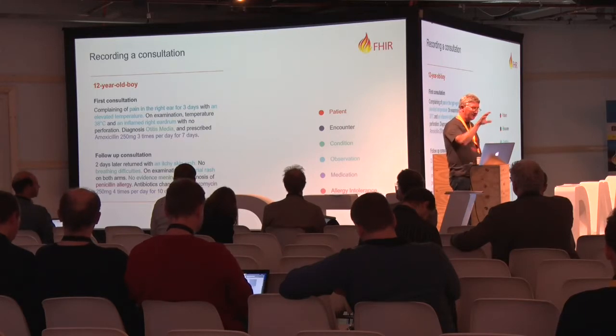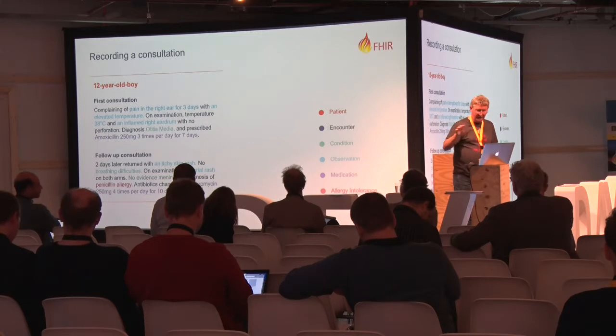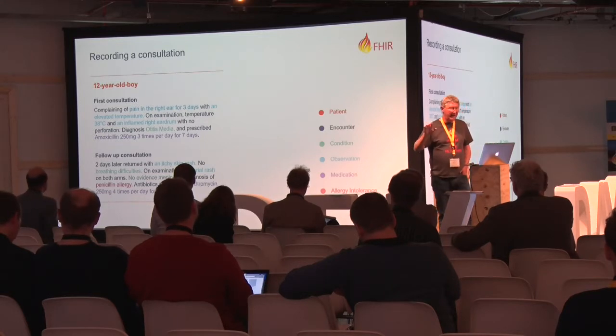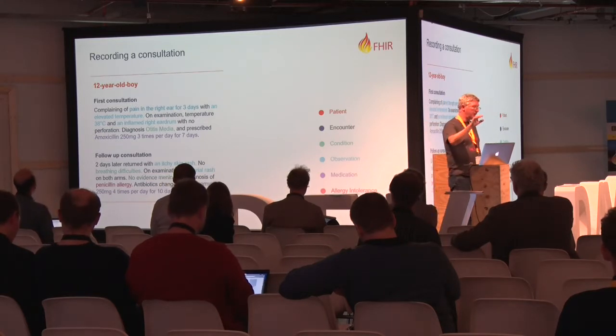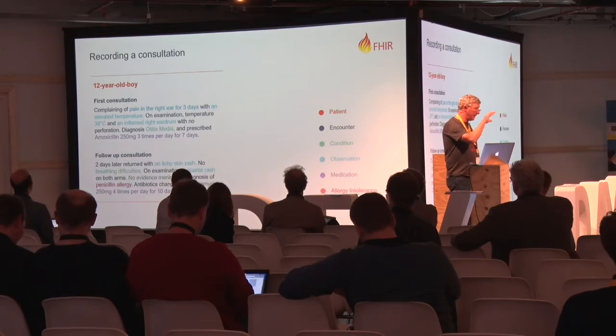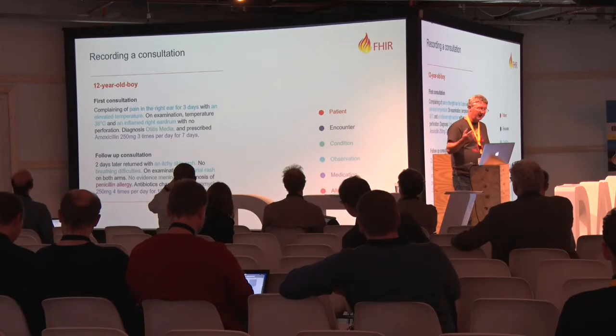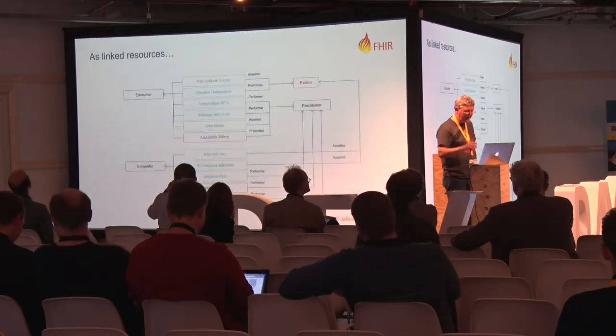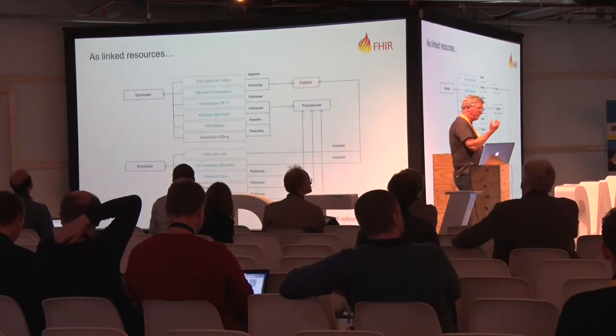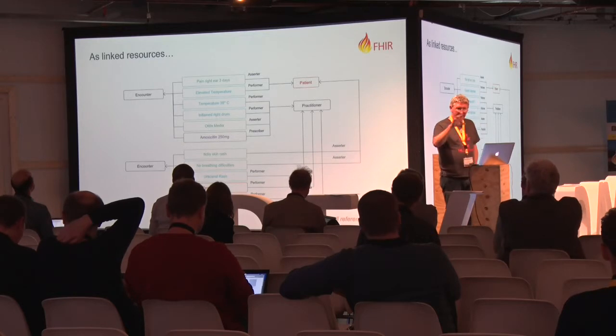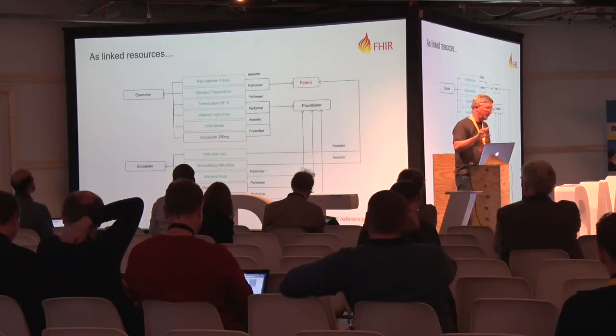And what we've done in this slide is to colour code each of the textual items to indicate which resource would be used to actually represent that particular bit of data. And you can see the colour code down the right-hand side there. And then if we take that and we turn it into our linked, our referenced resources, you get a picture that looks kind of like this.